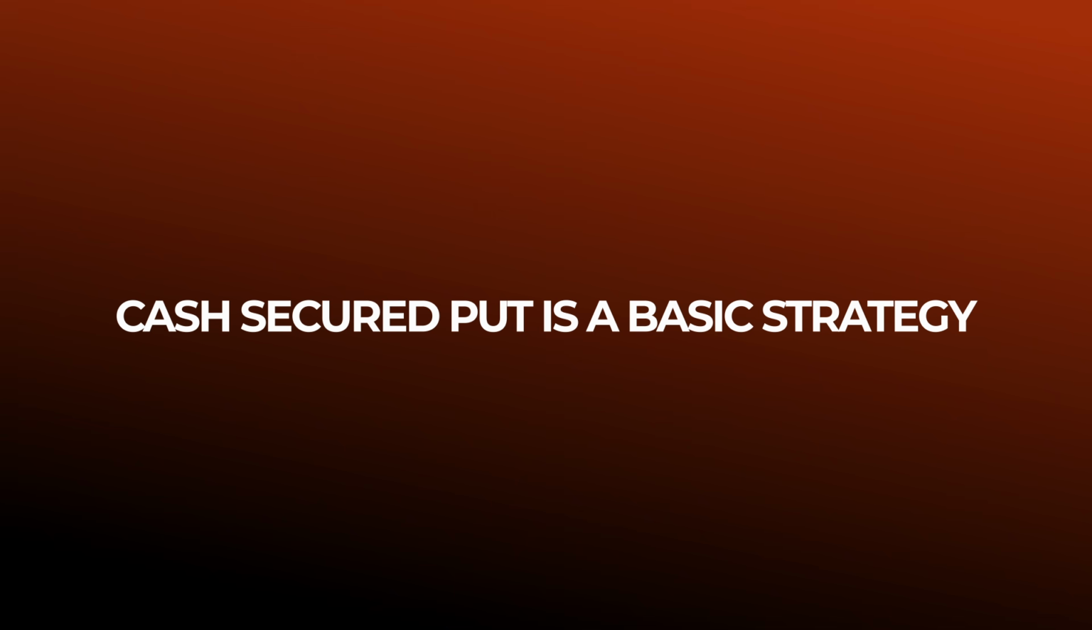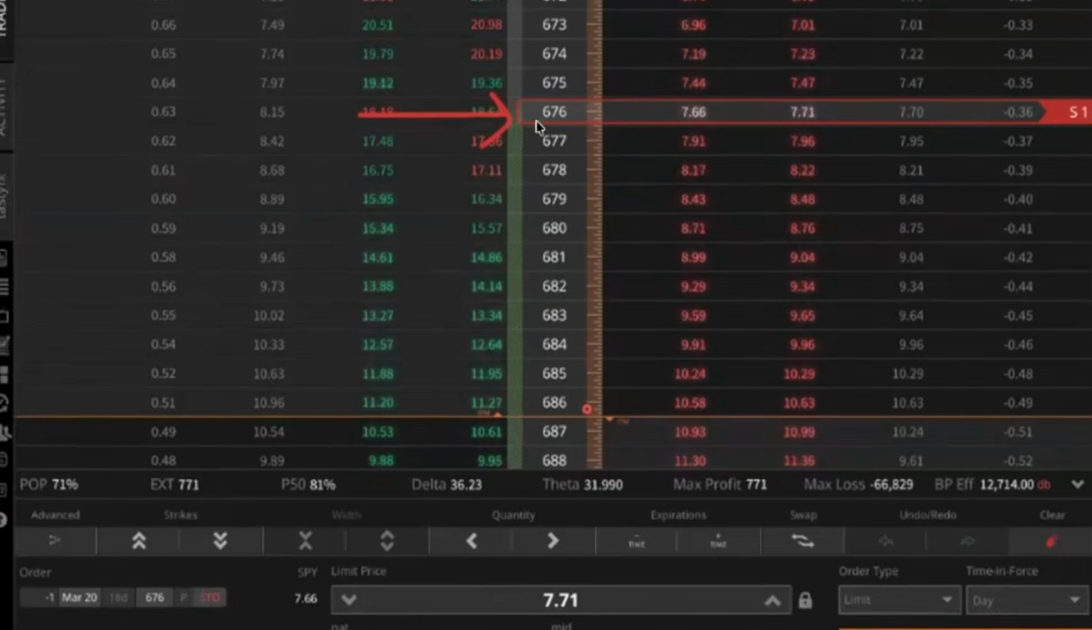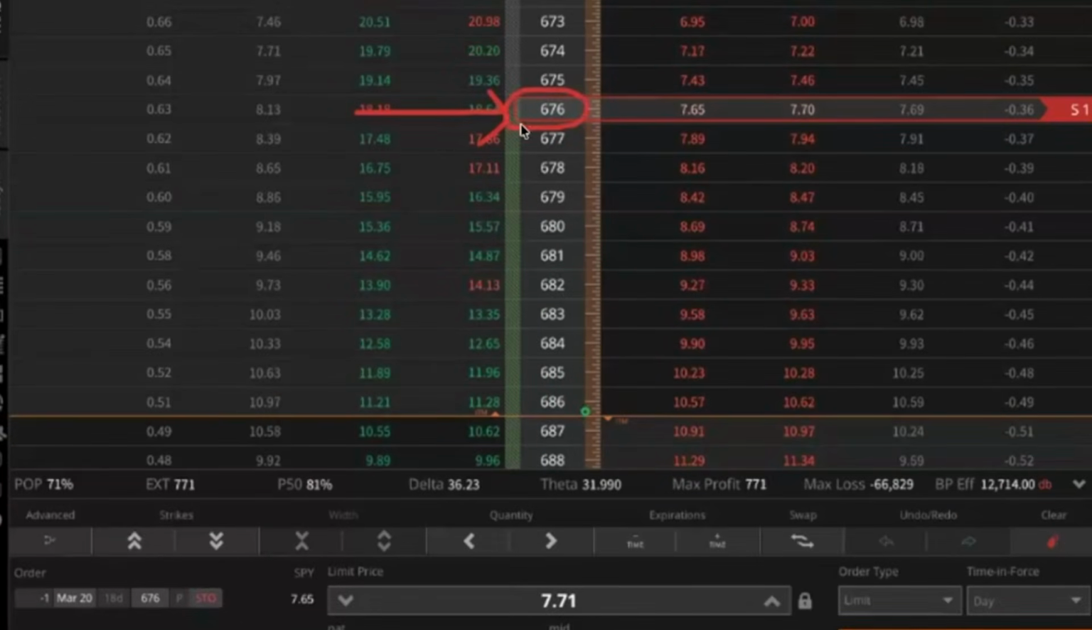Well, this cash secured put is a basic strategy. It's selling a put and being willing to take ownership of the shares at the 676 and having a cost basis of 668. That's the strike. 668 is your cost basis because you take that 676 minus the credit that you receive. That's going to be your cost basis. This is considered a basic strategy.